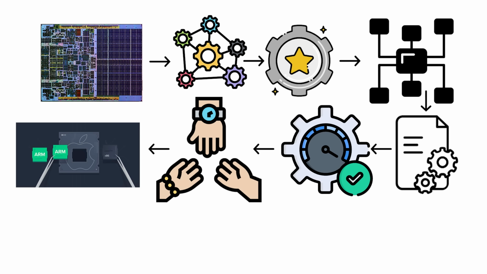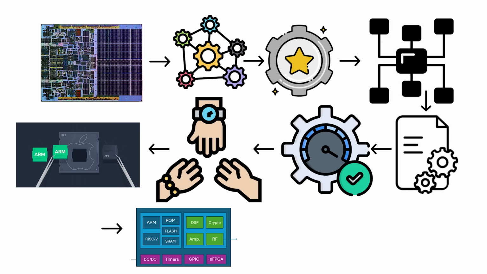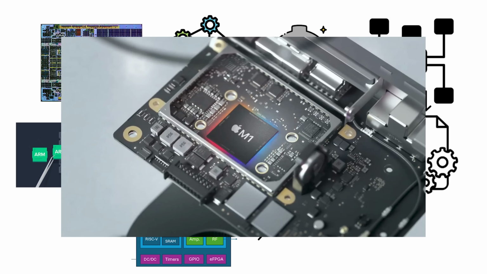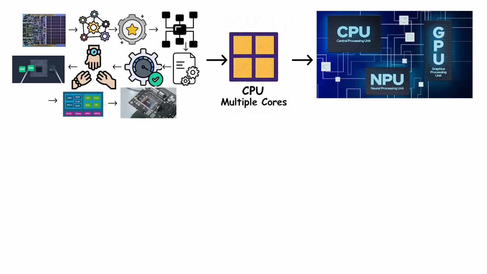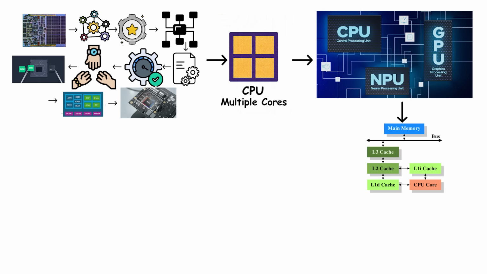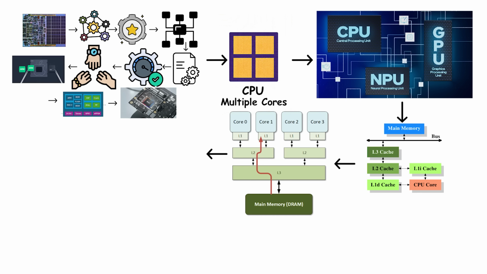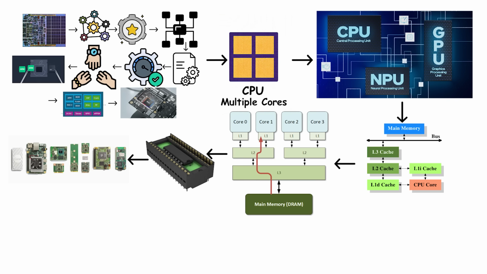The M1 chip isn't just a CPU anymore, it's a system on a chip, or SoC. Inside that single chip, you have 8 CPU cores, a graphics processor with multiple GPU cores, a neural processing unit for AI tasks, separate instruction and data caches, shared cache between cores, memory controllers, and hardware accelerators for specific tasks like video encoding. All of this fits on a chip smaller than a postage stamp.